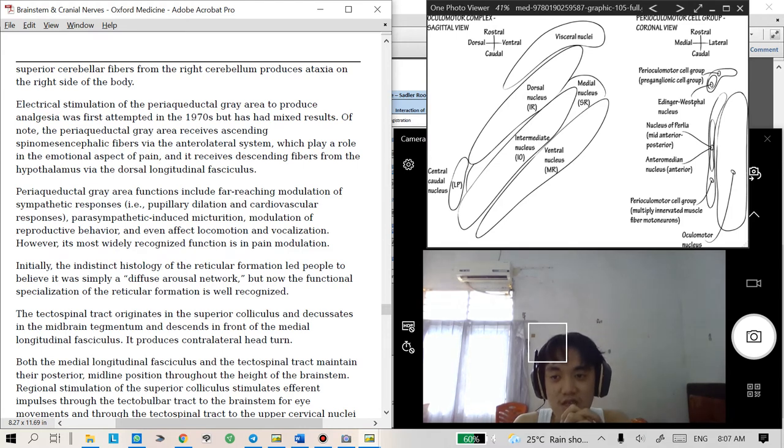Initially, the indistinct histology of the reticular formation led people to believe it was simply a diffuse arousal network, but now the functional specialization of the reticular formation is well recognized.